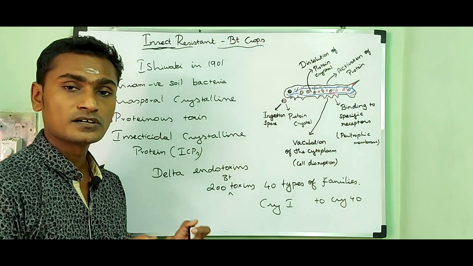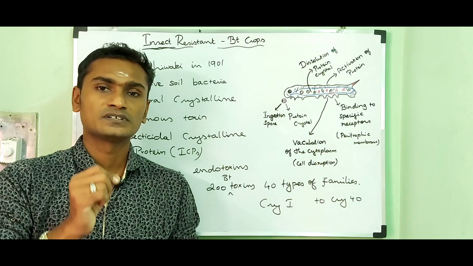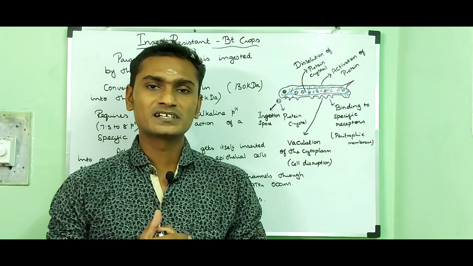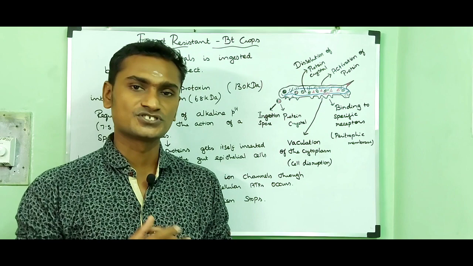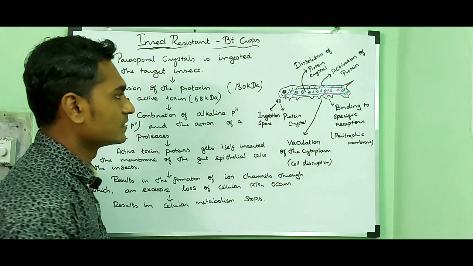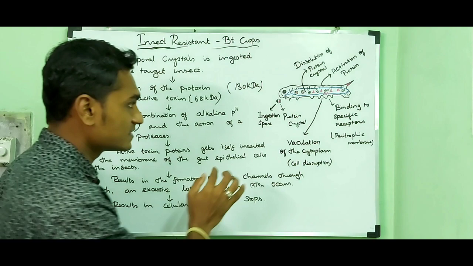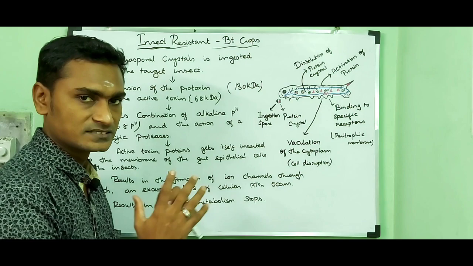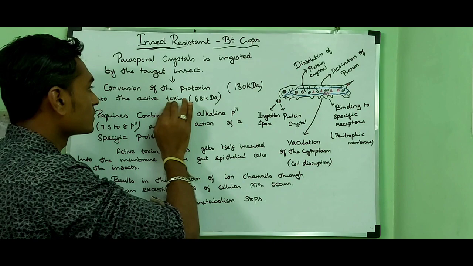Then I'm going to tell you the mode of action of BT toxin in insects, with the help of a flowchart. The first step: parasporal crystals are ingested by the target insect. This is the ingestion of the spore, which contains parasporal crystals, and it enters the gut of the insect.